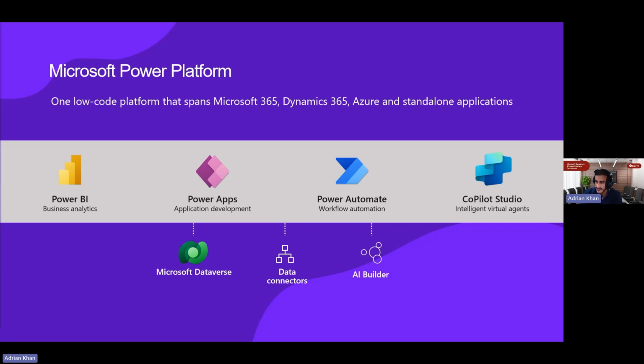Next, we have Power Automate, as the name implies, is for automation. And then finally, we have Copilot Studio, which is for AI features, AI chatbots, and things of that nature. So I won't spend too much time going into the Power Platform specifically because you'll see the different parts of it as we progress through today's sessions.